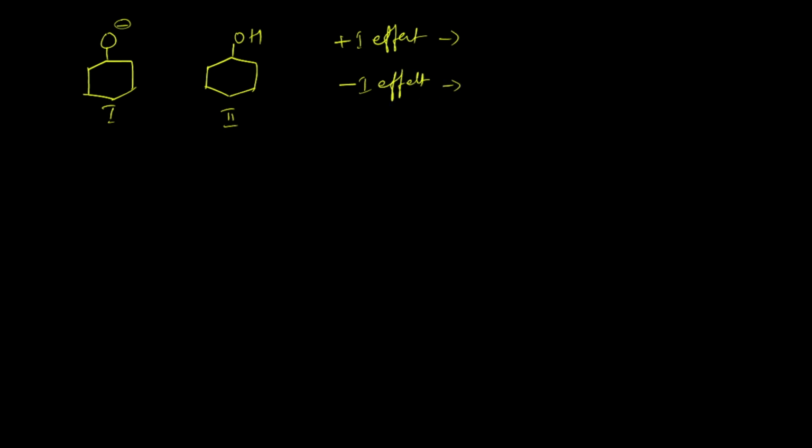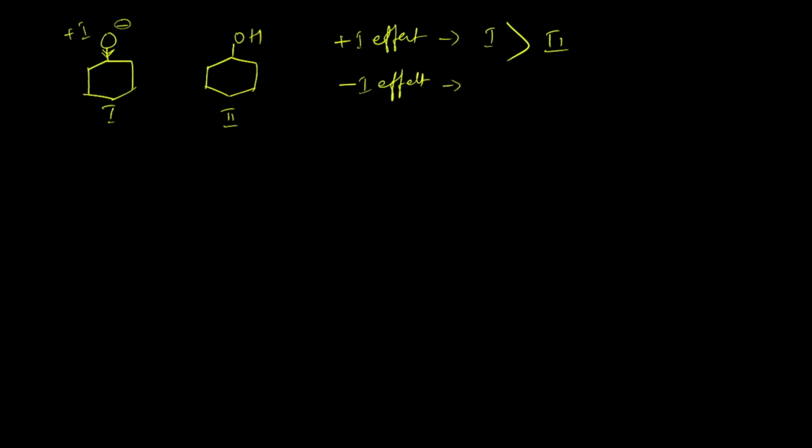Where the oxygen is having a minus charge, what will be the tendency of this oxygen? It will try to donate it, right? If it is donating, then it will be a plus I group. So here we can say that one will have more plus I, and then this two, right? How did it come? Because here the negative charge is there. The negative charge means this oxygen is having more electron density, and if oxygen is having more electron density, what will it do? It will just donate it, it will just transfer it. So if it is transferring, then we can say that it is a plus I group.